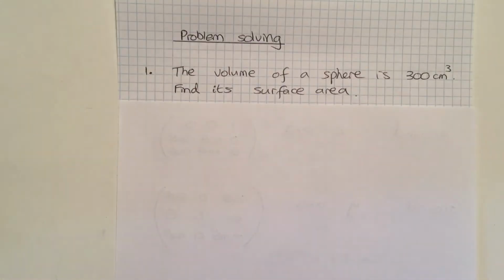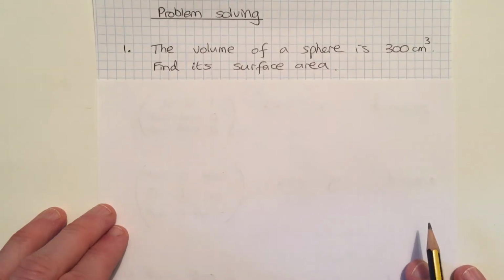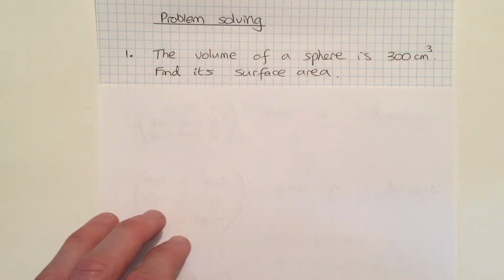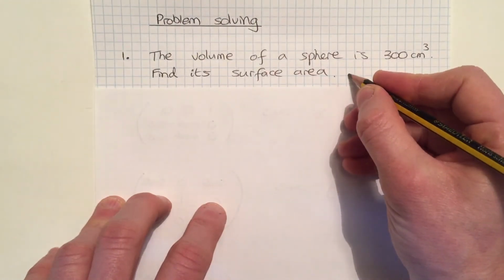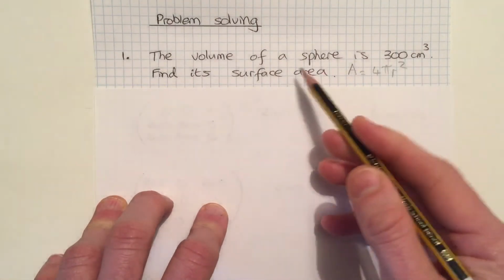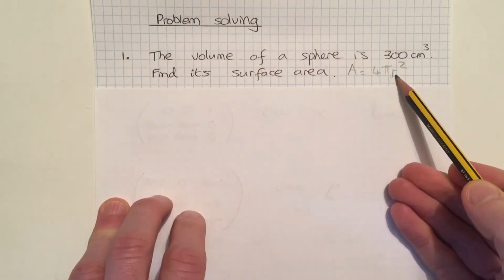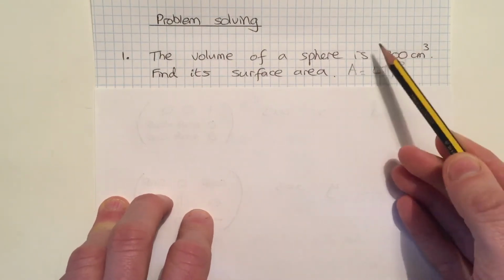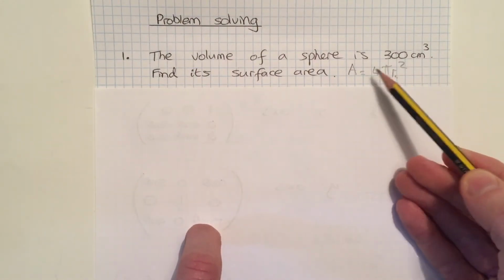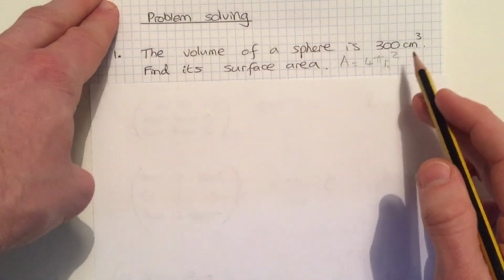Let's look at two problem solving questions. Here, I'm told that the volume of a sphere is 300 centimetres cubed, and I want to find its surface area. Remember, the surface area is given by the formula 4 pi r squared. So if I want to work out the surface area, I first need to know the radius. So I need to use the volume to work backwards to get the radius. Then I'll be able to use this to get the area.